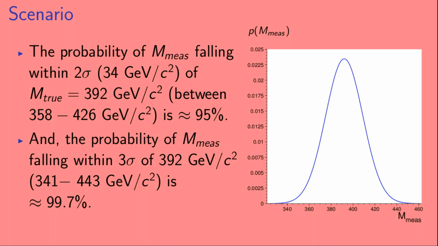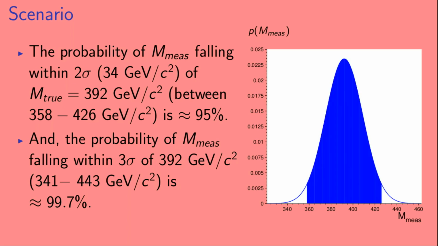The probability of m measured falling within 2 sigma, so that's within 34 GeV/c² of m true, so between 358 and 426 GeV/c², is about 95%. And the probability of m measured falling within 3 sigma of 392 GeV/c², so between 341 and 443 GeV/c², is about 99.7%.